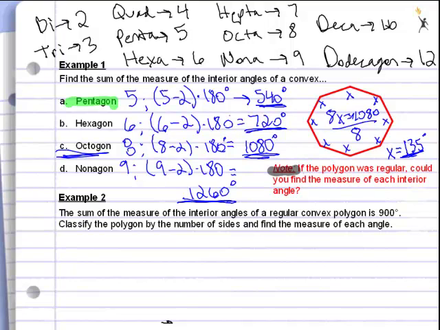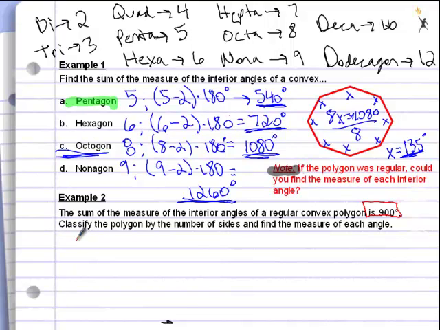Example 2 tells me that the sum of the measure of the interior angles of a regular convex polygon is 900. I want you to think about this, because this is telling me the answer to my problem is 900. Then it says classify the polygon by the number of sides and find the measure of each angle. This problem is asking, what is this shape called? Well, you can't tell what it's called until you figure out how many sides it has. That's what we're looking for.